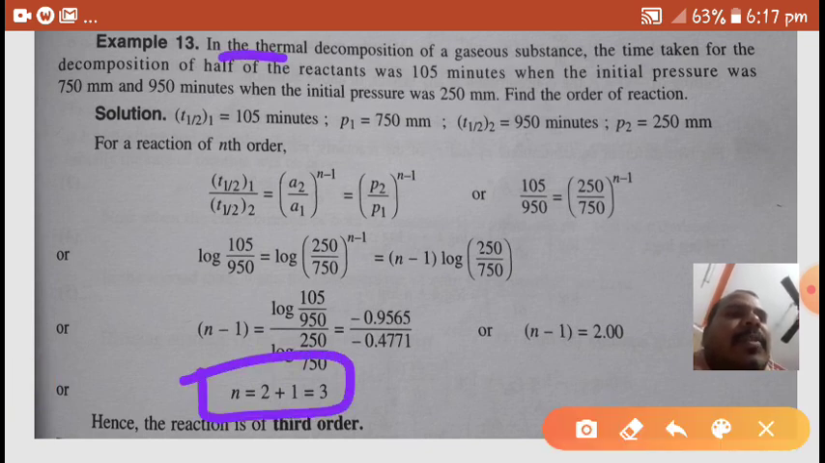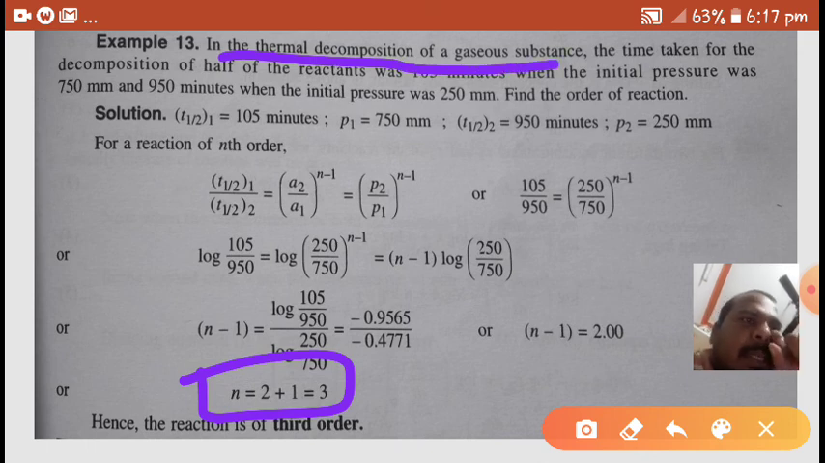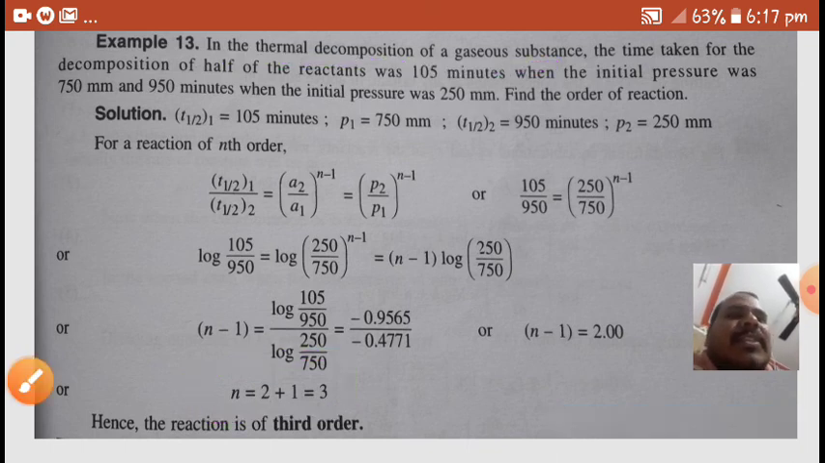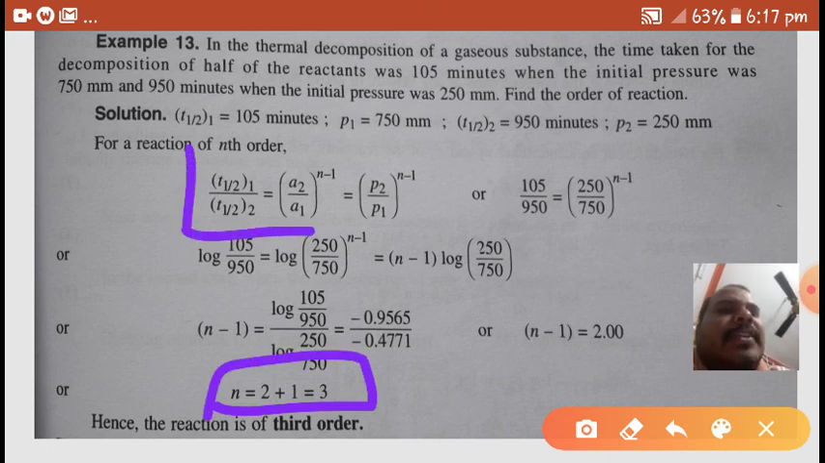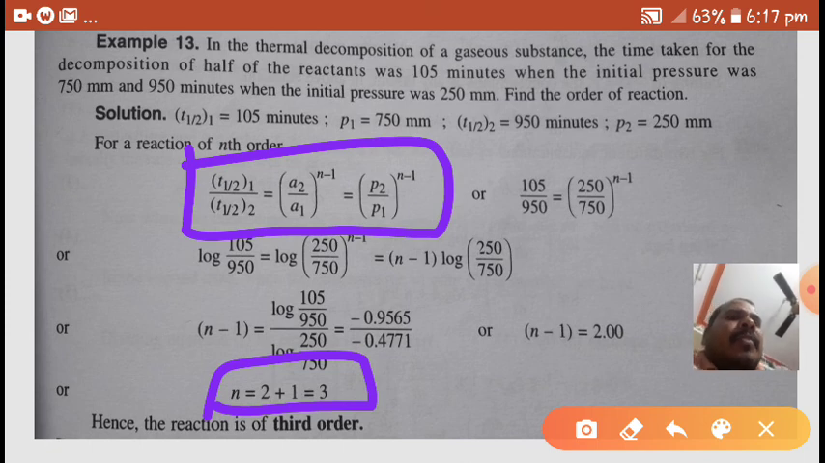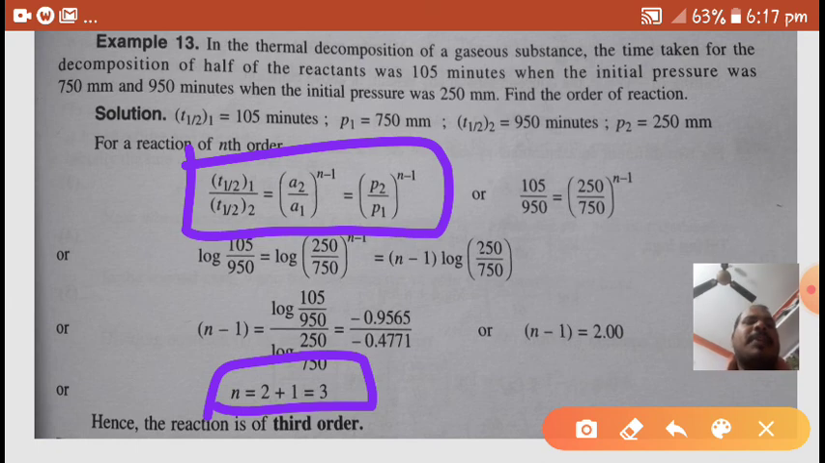So in the thermal decomposition of a gaseous substance, the time taken for the decomposition of half of the reactant was 105 minutes when the initial pressure was 750 mm, and 950 minutes when the initial pressure was 250 mm. The order is 3 for the reaction. How could we calculate this order? With the help of the relationship between half life and initial concentration of the reactants. This is about the half life method.